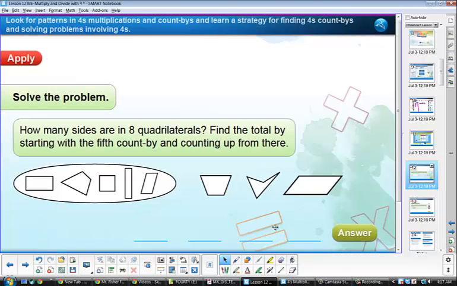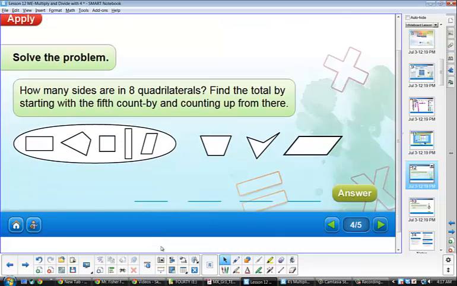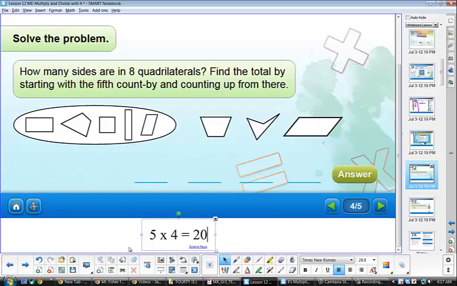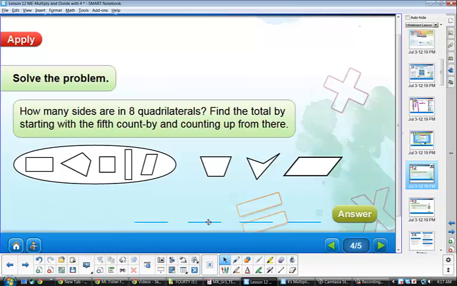And usually those sides are like so. We find the total by starting with the 5th count by and counting up from there. So what they're trying to do is show you that there is an easy way to remember how to count by 4s. If you already know 5 times 4 equals 20, well, we've got 1, 2, 3, 4, 5 shapes. So we can start with 20 and then we can count up from there.